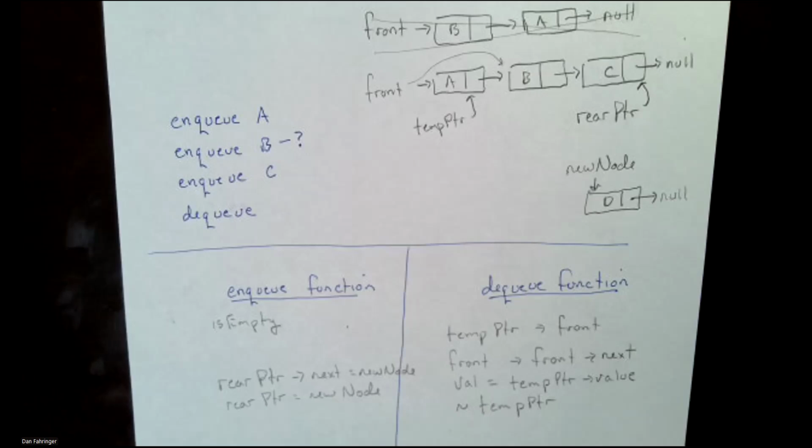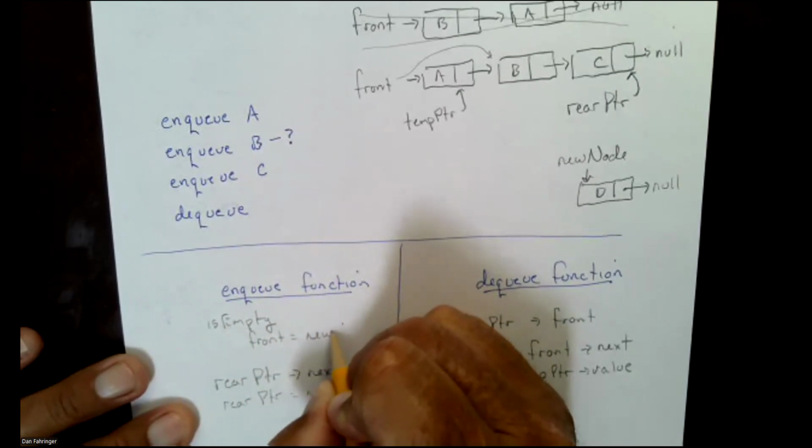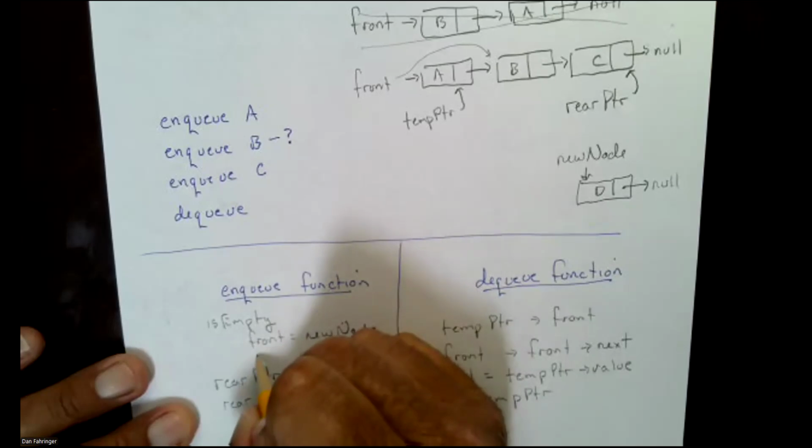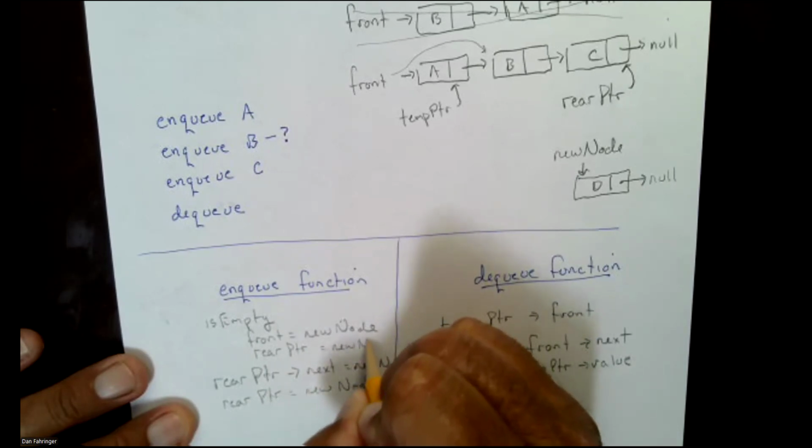Isn't checking if it's empty kind of easy, because you're just trying to see if front and rear are both just null? Yep. But we just have that thought process every time of the is empty. You're going to say if front equals null, then it's empty. And if it is, front gets the value of new node, rear pointer gets the value of new node. Front gets set to new node, rear pointer equals new node.